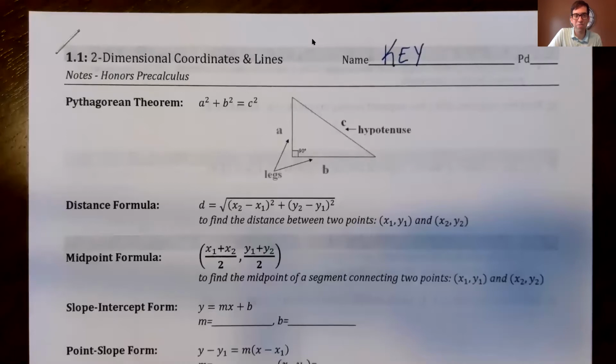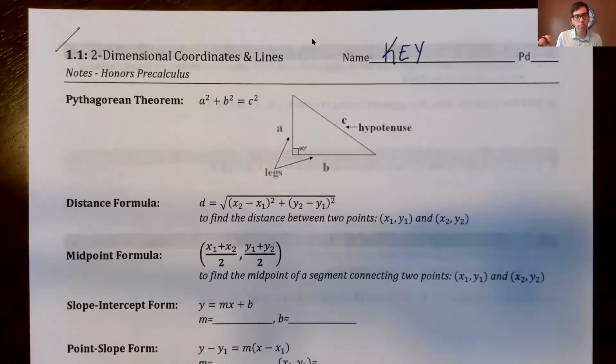So here we have our official notes for lesson 1.1. And again, this is available on Schoology if you have a printer and you want to print it out. Otherwise, you can just write this on your own paper. And feel free to pause and write things down as you need to. I'm going to be going fairly quickly through this since it's a lot of review. But again, slow down if you need to.